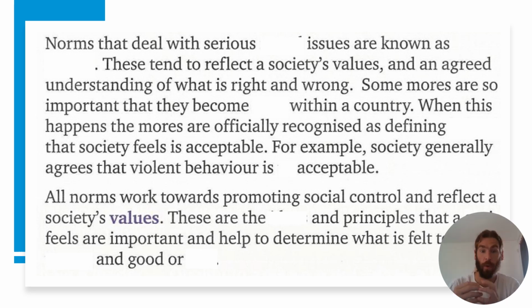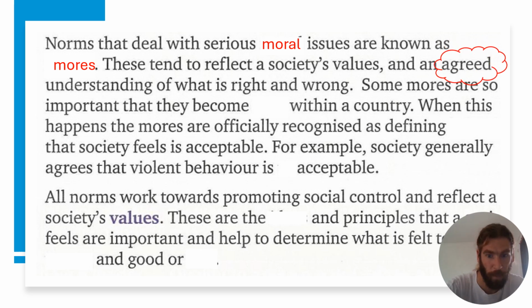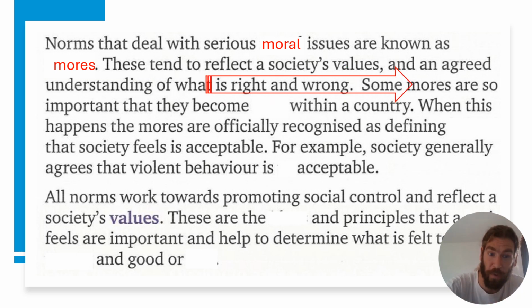Now further, norms that deal with serious moral issues. Remember, we talked about this word before, talking about good and evil, good and bad, are known as mores. So norms, expected behavior that deal with serious moral issues about good and evil and right and wrong are known as mores. And these tend to reflect the society's values, and they are agreed upon in society. And they are an agreed understanding of what is right and wrong, what is moral.